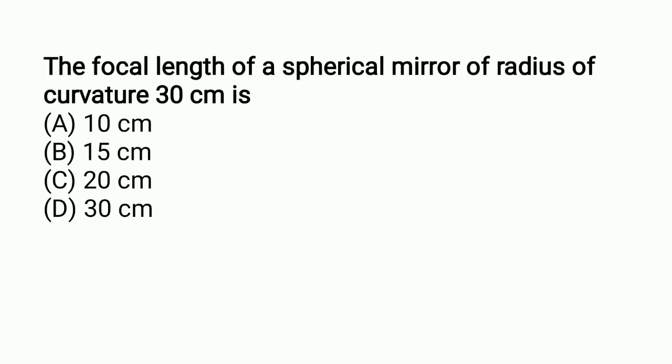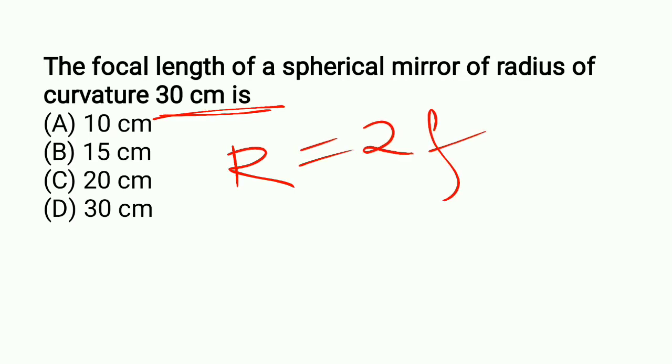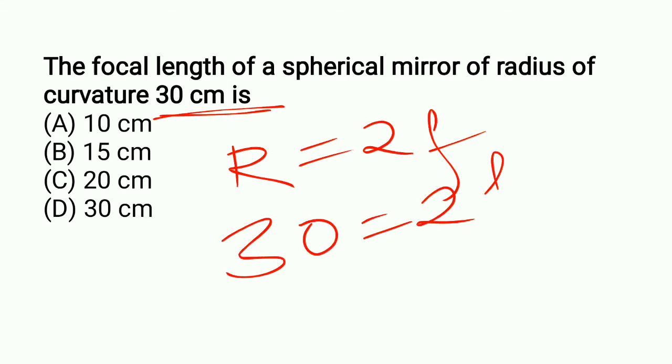Next question. The focal length of a spherical mirror of radius of curvature 30 centimeter. So what is the focal length we have to calculate? Here we know the relation between the radius of curvature and the focal length, that is R is equal to 2f. Here they have mentioned the radius of curvature is 30. This is equal to 2f.